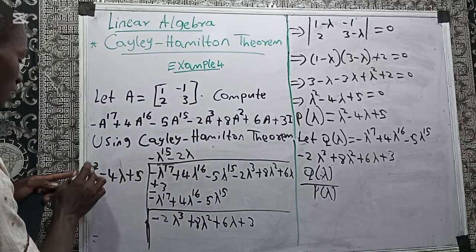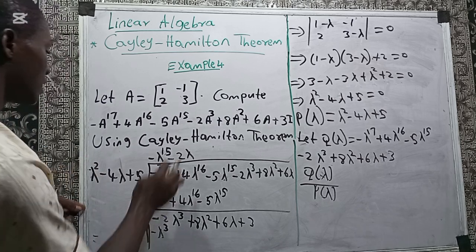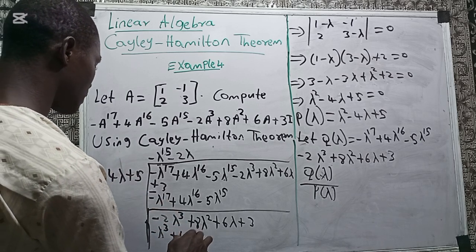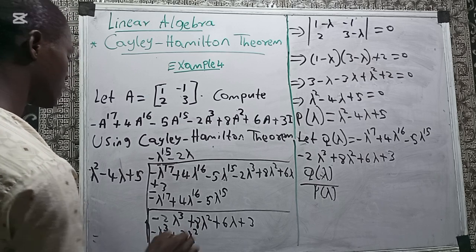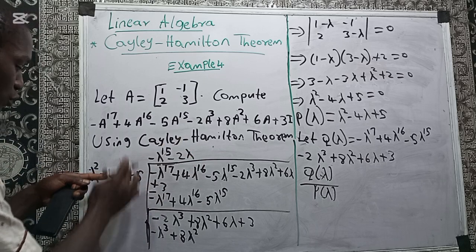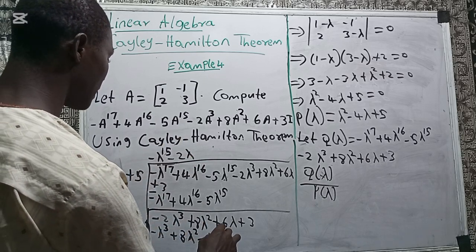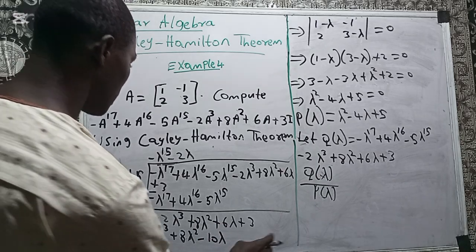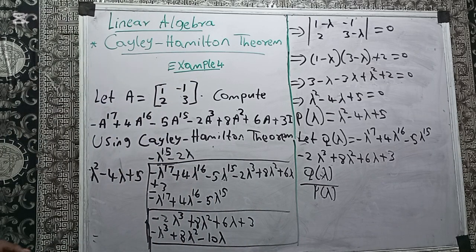Negative 2 lambda multiplied by positive lambda raised to power 2, have negative lambda raised to power 3. Negative 2 lambda multiplied by negative 4 lambda will have, sorry, positive 8 lambda squared. So negative 2 lambda multiplied by positive 5 will have what? Negative 10 lambda. So this is what we are going to have, negative 10 lambda. So let's subtract the expression.